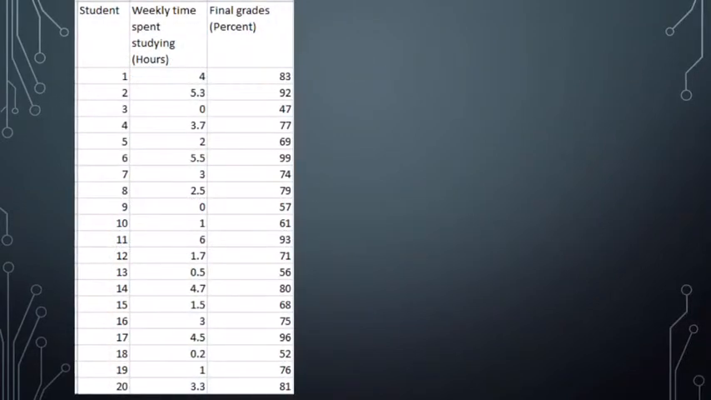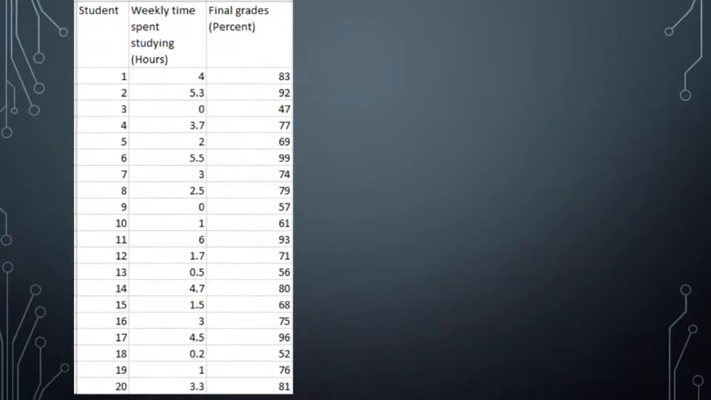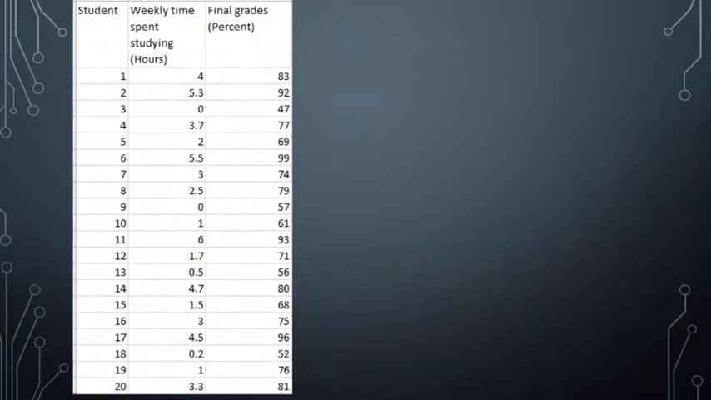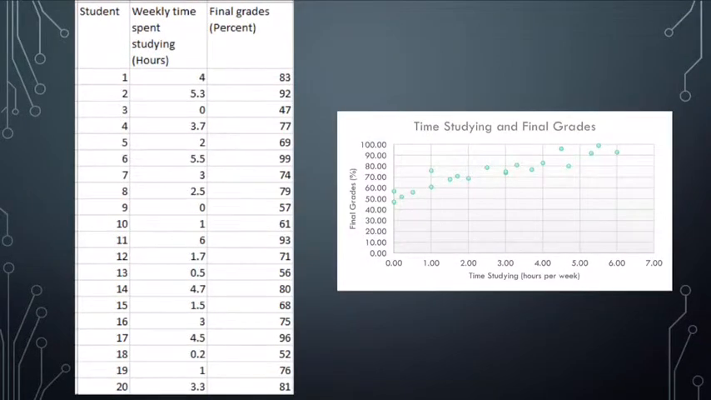Here we have the data we collected, with the students listed down the left-hand side, weekly time spent studying in hours down the middle, and final grade in percentage form down the right-hand side. When we're using OLS regression, we make the assumption that our data would plot in a linear fashion, as you can see here.